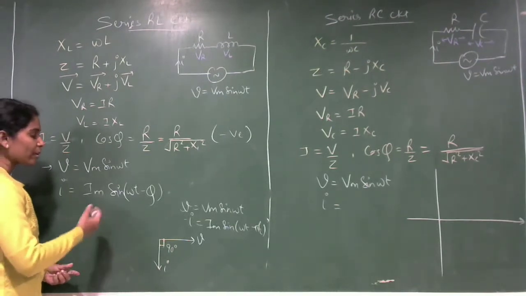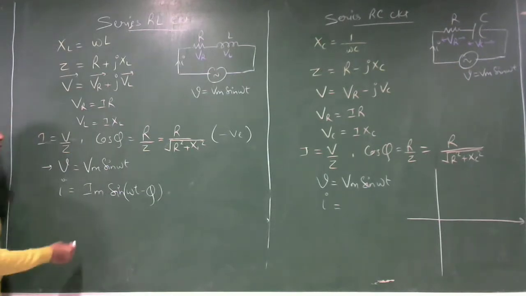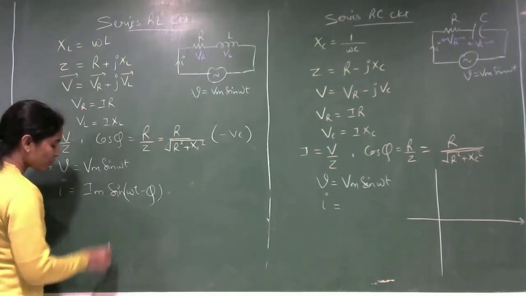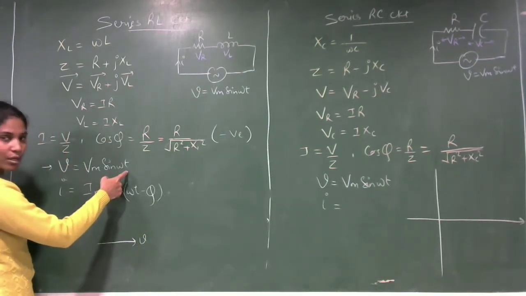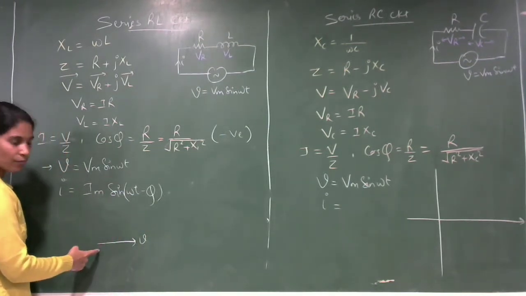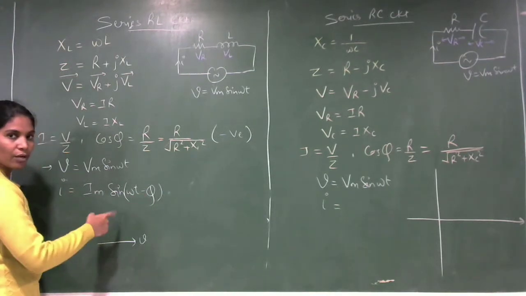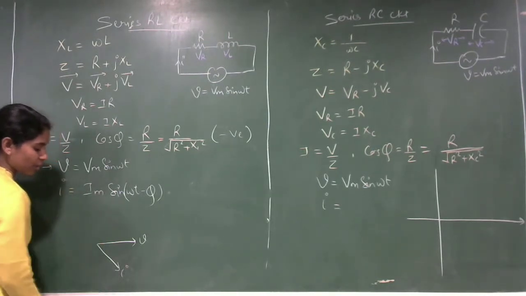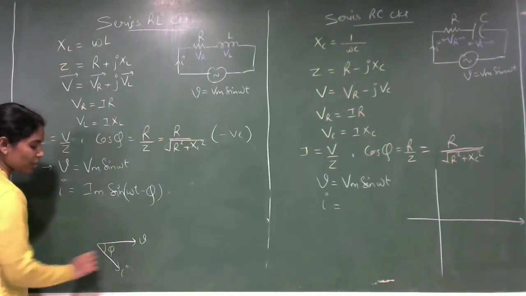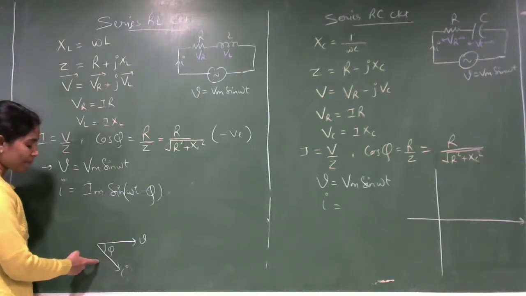So what will be the phasor diagram according to these two equations? Let's see. Here we can have the phasor diagram for these two equations. Voltage is the reference, starting at 0 degrees. What is the current? Because of the minus phi term, it will lag the voltage. So this is my current, and this angle is nothing but phi. So current is lagging the voltage by some angle phi.